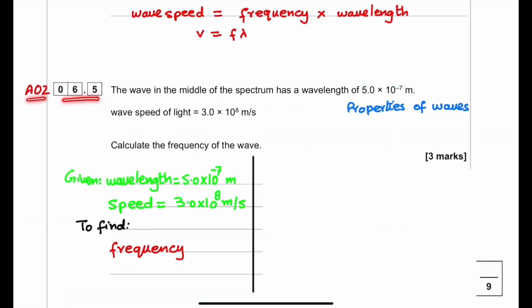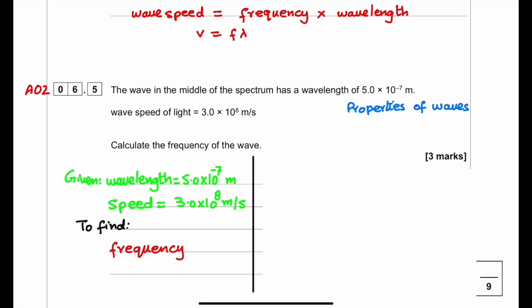6.5 is an AO2 question. The student needs to make the calculation in this question. The wave in the middle of the spectrum has a wavelength of 5 times 10 to the power minus 7 meter. The wavelength is given. The wave speed of the light is 3 times 10 to the power 8 meter per second. Calculate the frequency of the wave.